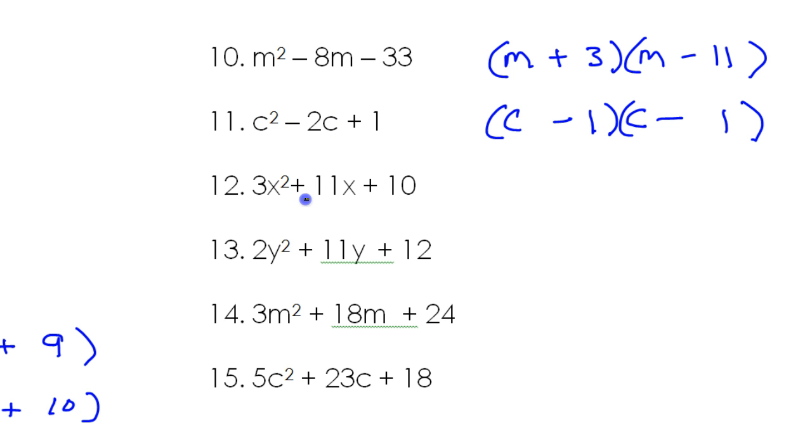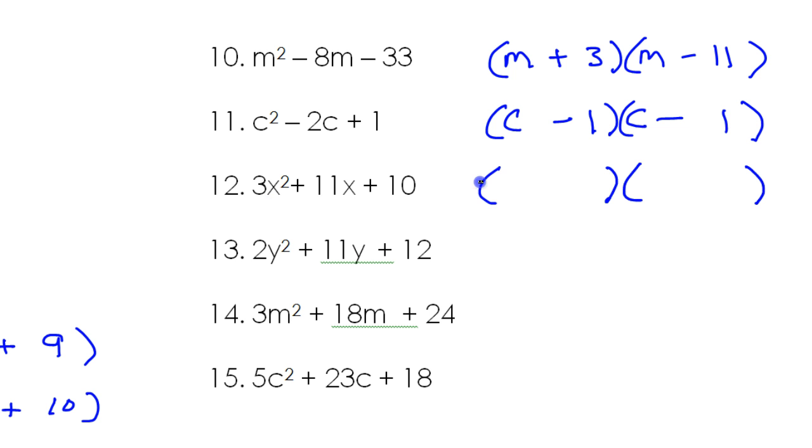Number 12. Alright, finally they get a little more interesting by putting a number in the front, a leading coefficient greater than 1. Okay, so still look and see, is there a common factor? There's nothing that divides evenly into all three of these terms, so we will still go ahead and go to the binomial times the binomial.